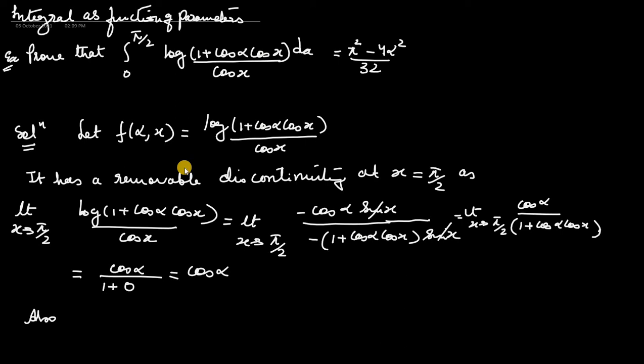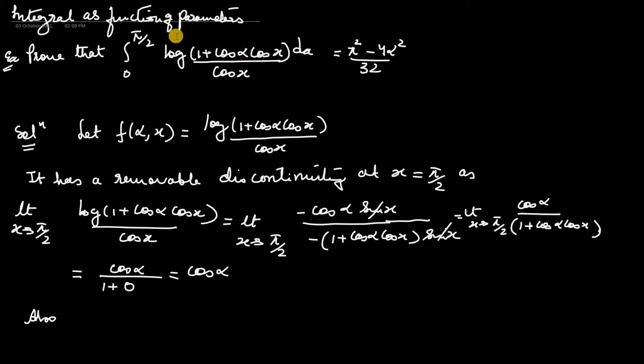In this video, I'm going to explain how to prove that the integral from 0 to pi by 2 of log of (1 plus cos alpha cos x) by cos x dx is equal to (pi square minus 4 alpha square) by 32. So this is an integral as a function of a parameter, where alpha here will be considered as a parameter.